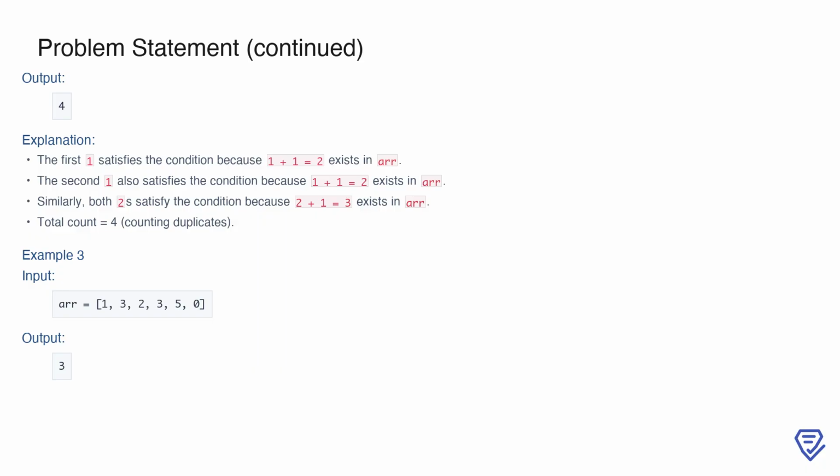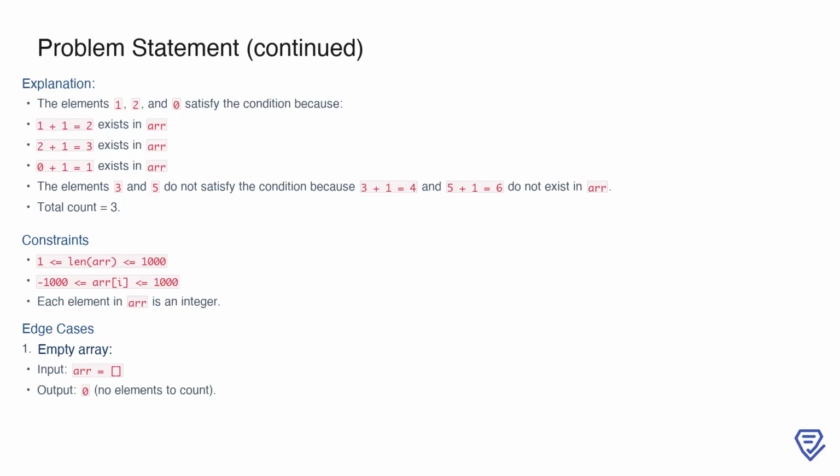Next, let's explore a more complex example with varied elements. Now, take the array 1, 3, 2, 3, 5, 0. The output is 3. Let's break it down. The elements 1, 2, and 0 satisfy the condition. Specifically, 1 plus 1 equals 2 exists in the array, 2 plus 1 equals 3 exists, and 0 plus 1 equals 1 exists. However, the elements 3 and 5 do not meet the condition because 3 plus 1 equals 4 and 5 plus 1 equals 6 are not present in the array. Therefore, the total count is 3.